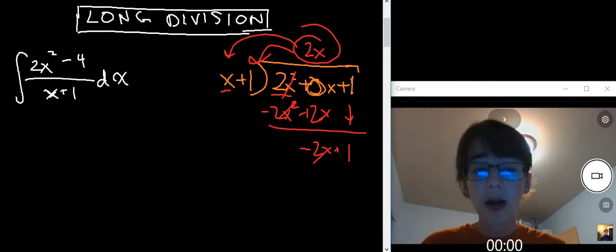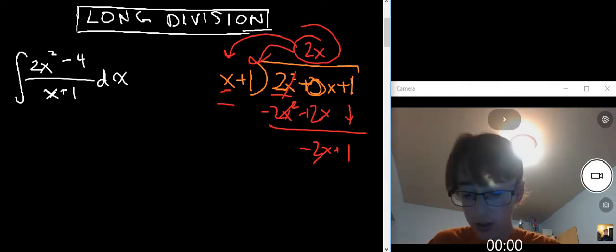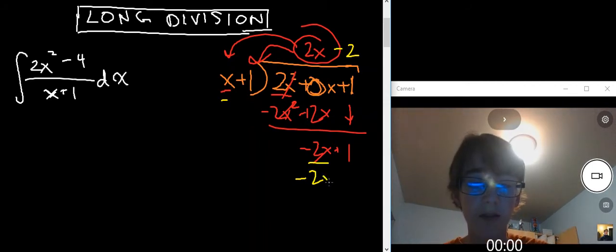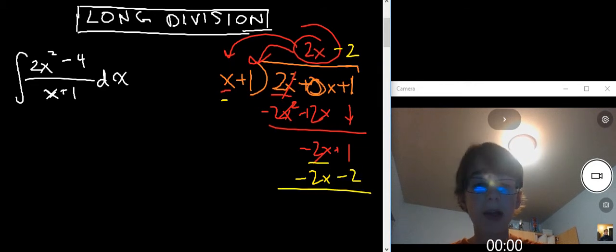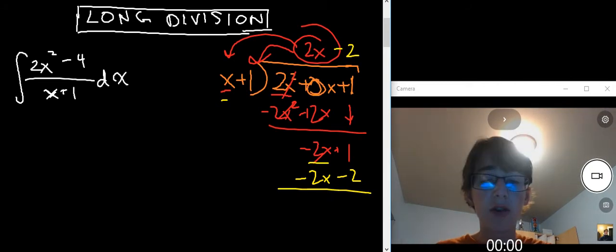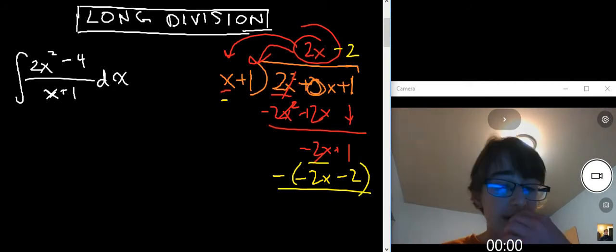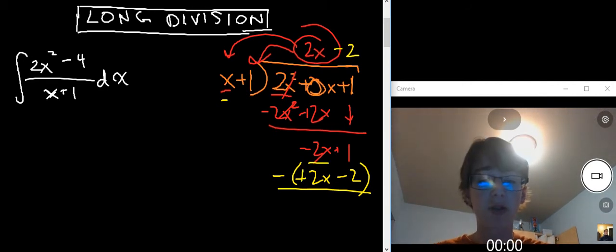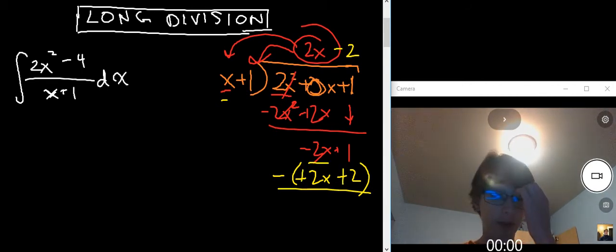So now let's keep going here. x goes into negative 2x how many times? Well, negative 2, because negative 2 times x is negative 2x. And then negative 2 times 1, that's negative 2. And we want to get these to cancel. So what if we subtract? What's going to happen? Well, we're going to distribute the minus through, so the minus will become plus, and this will become a plus technically.